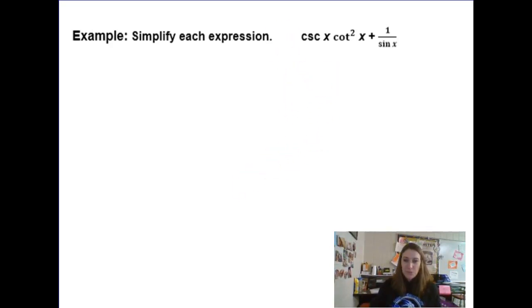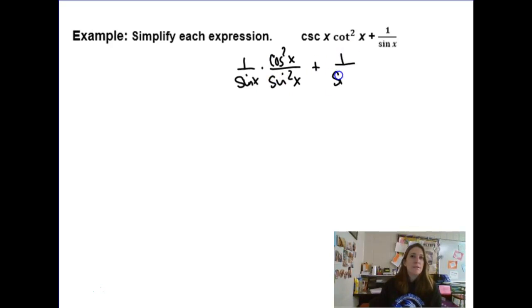So this question here, I have cosecant x times cotangent squared plus 1 over sine. So I'm going to use that technique where I just switch everything out for sines and cosines as far as I can see. So cosecant, I'm going to trade for a reciprocal, 1 over sine. Cotangent squared would be cosine squared over sine squared. And then we're adding that to 1 over sine. So this fraction here is cosine squared x over sine to the 3rd power.